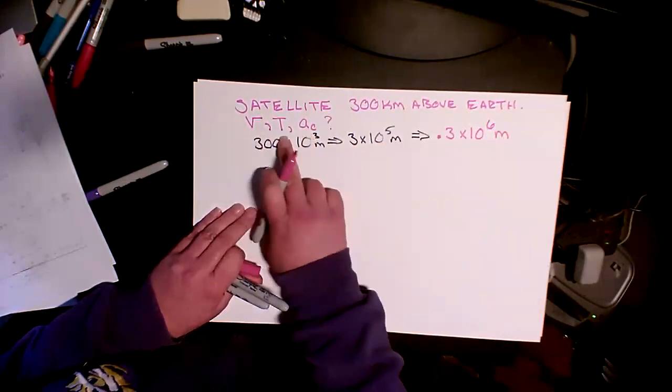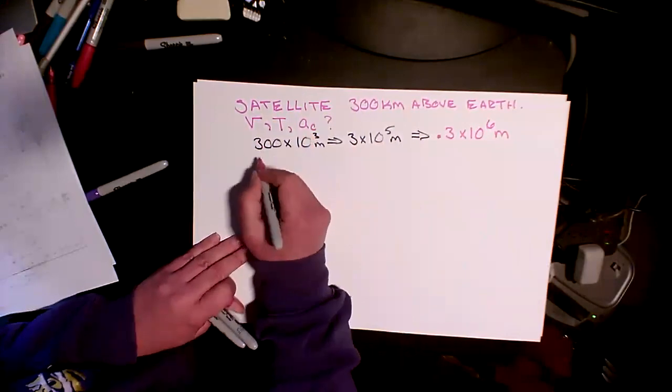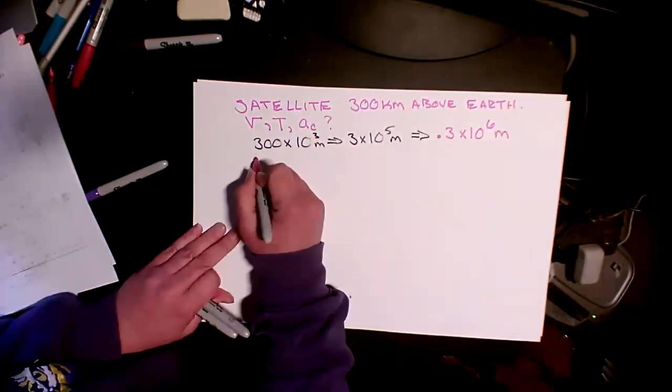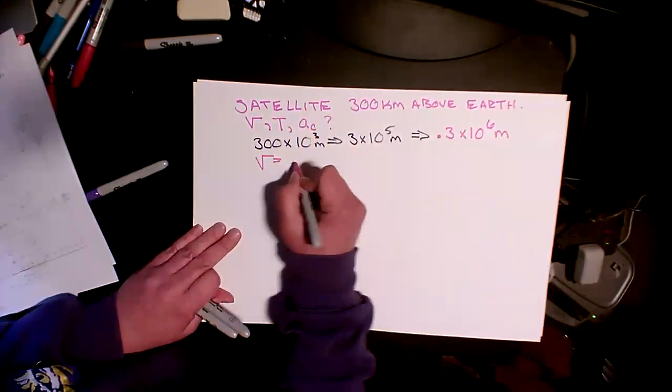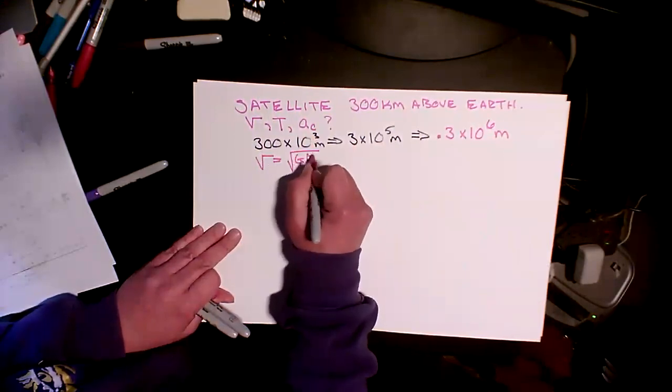But to get to any of these, I need to remind myself that the thing that I was looking for is that we said what? We said that V, and if you don't know where this came from, you need to watch the previous video, equals the square root of GM over R.